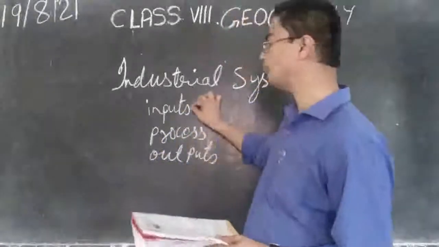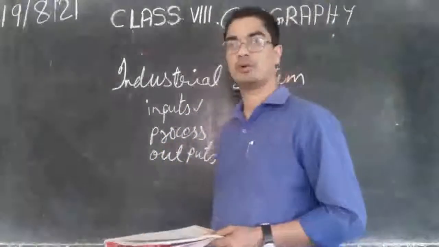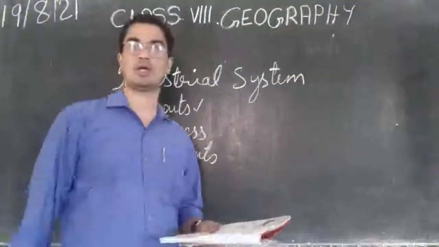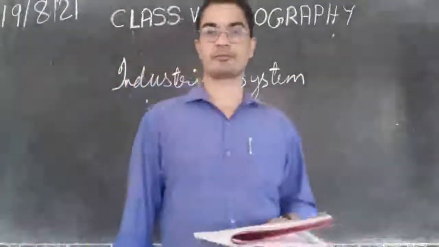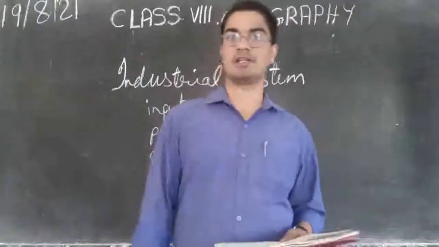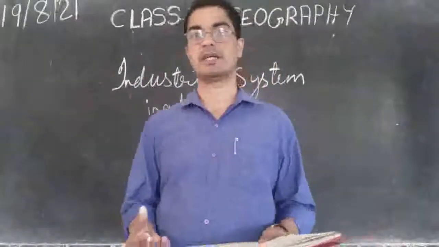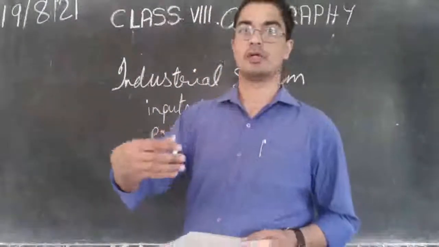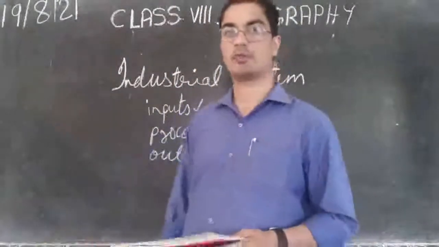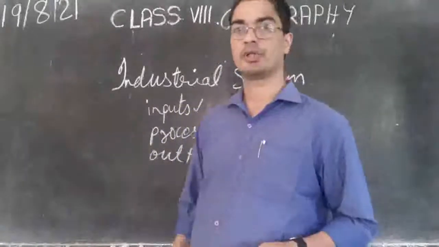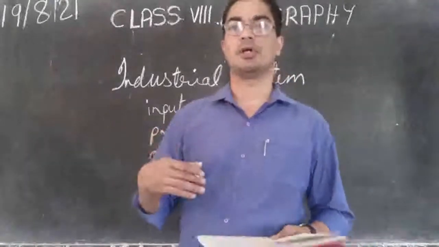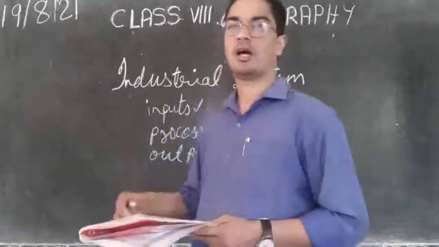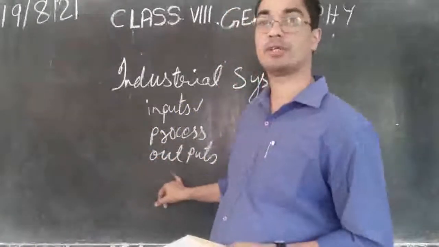First of all, it needs inputs. I am sure you all know what is input. The things that we put inside, that is called input. For example, in a manufacturing industry, the raw materials that we use, that is called input. We need to use a lot of things as raw material. Then using that input, they do certain processing and then output comes out. What comes out is output.